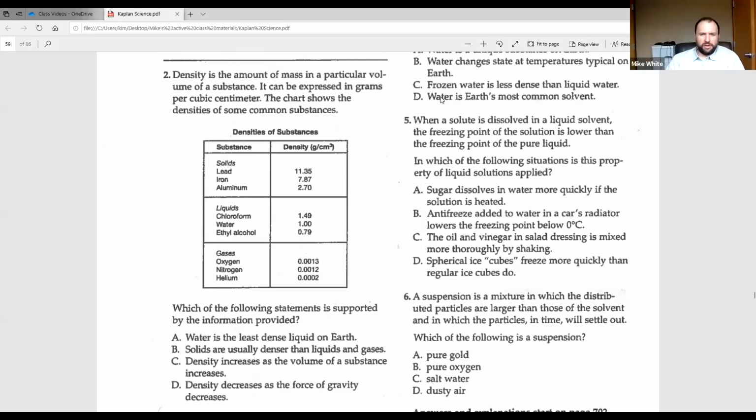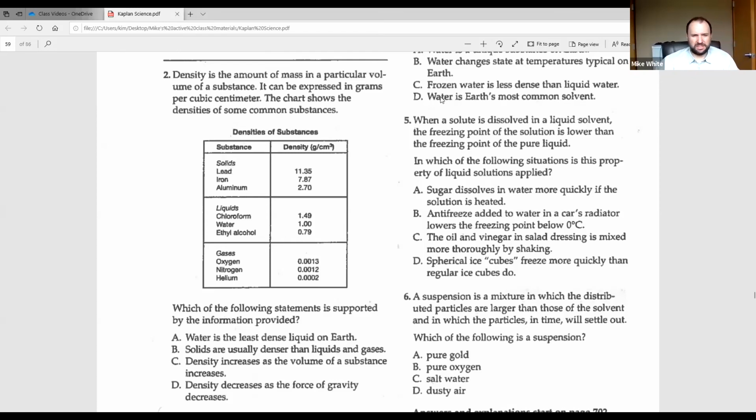So which of the following statements is supported by the information provided? So we have this chart of densities where we've got solids, liquids, and gases, right? So under solids, we have lead, which is 11.35 grams per cubic centimeter, iron 7.87, aluminum 2.7. Right? Under liquids, we have chloroform, which is 1.49 grams per cubic centimeter. Water is exactly 1.00 grams per cubic centimeter. And ethyl alcohol is 0.79.